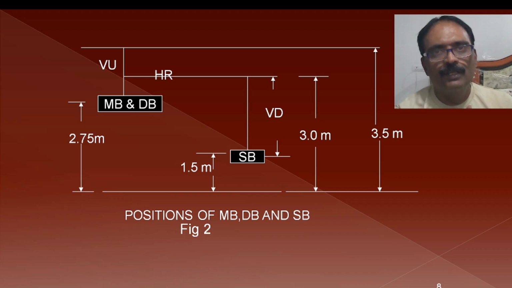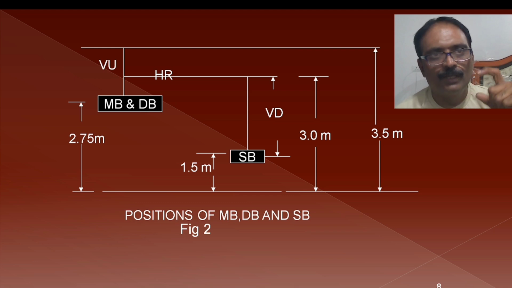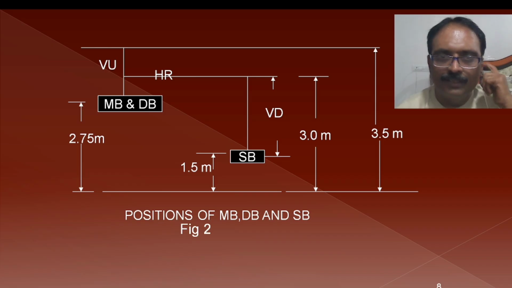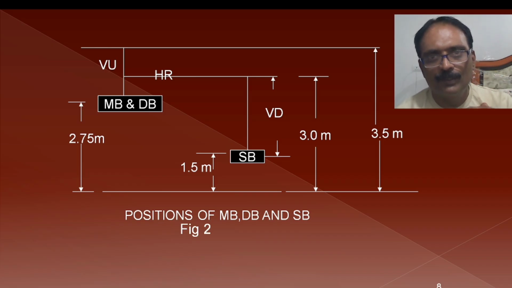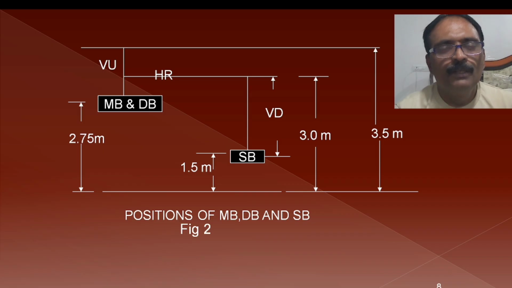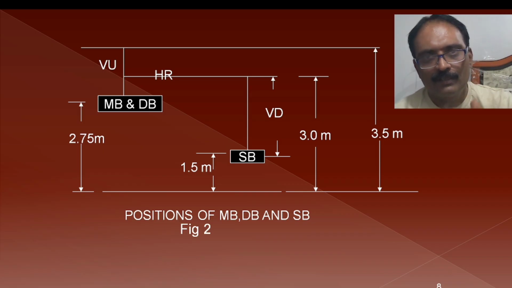What is meant by horizontal run and at what distance it is going to be situated from the floor. Similarly, what is meant by vertical up and what will be its distance from the horizontal run, that will be 0.5 meters. And similarly vertical down will be 1.5 meters. It is the distance between the horizontal run and the switchboard.